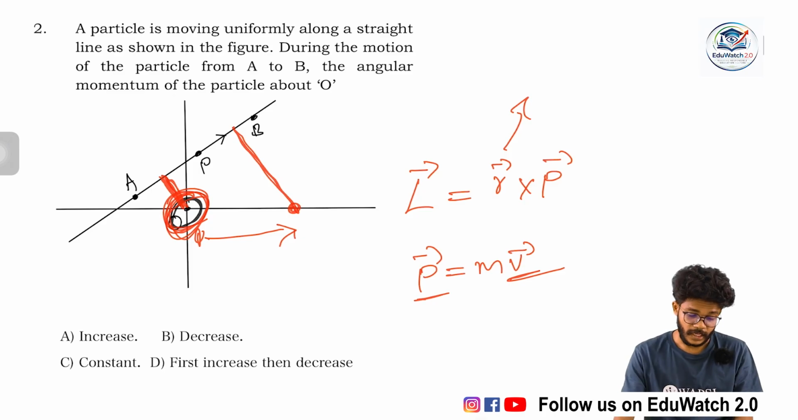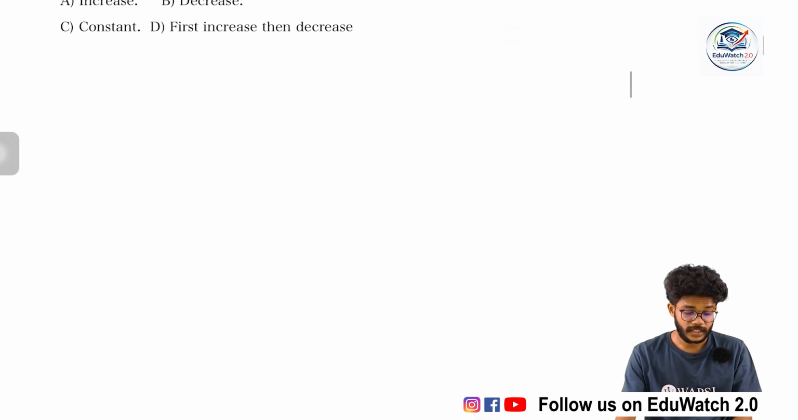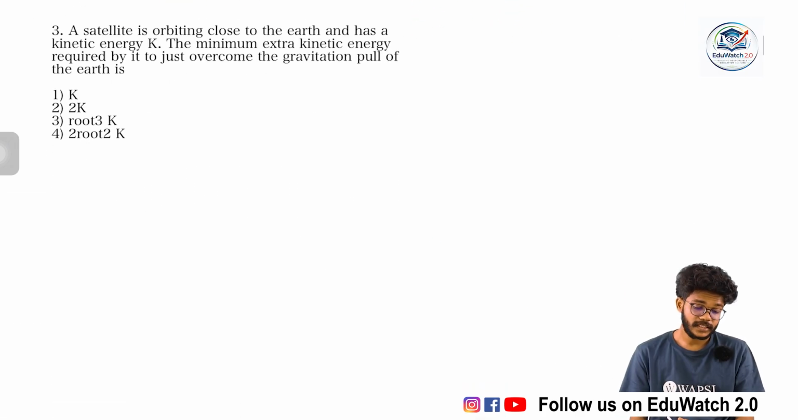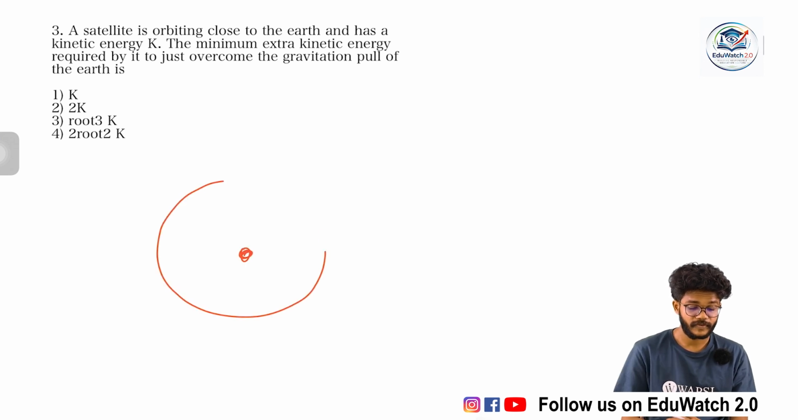Okay, so we can move to the next question. A satellite is orbiting close to the earth and has a kinetic energy K. Okay, that means if this is the earth, a satellite is revolving around the earth with a kinetic energy, that means it is orbiting.